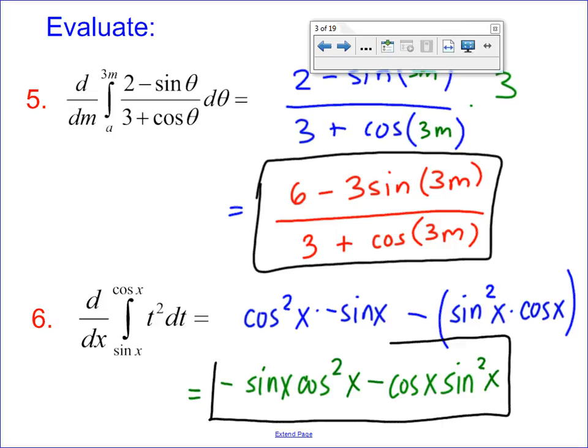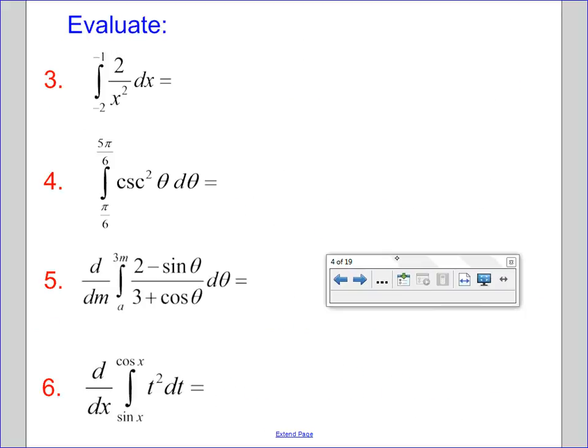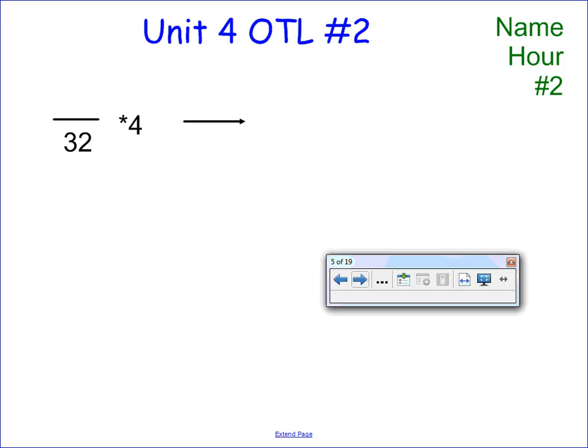All right, I'm dying to know. I want to put this one last because I want to see how you guys handle the limits. So, did anybody get this? Yeah! Cool. What questions do you have about today's hour? I'm going to go ahead and pause the recording then while we take care of our OTL check.